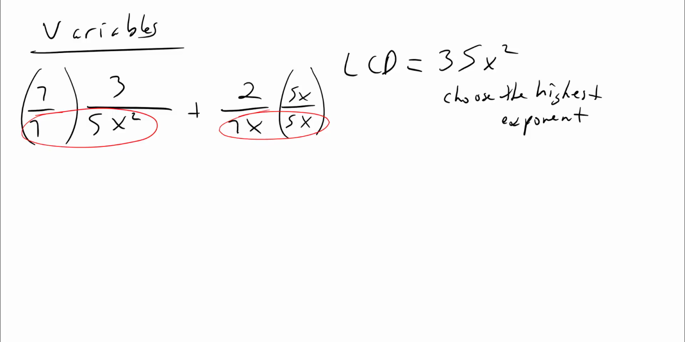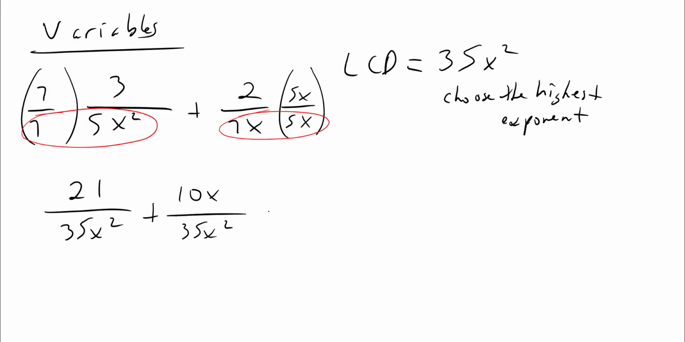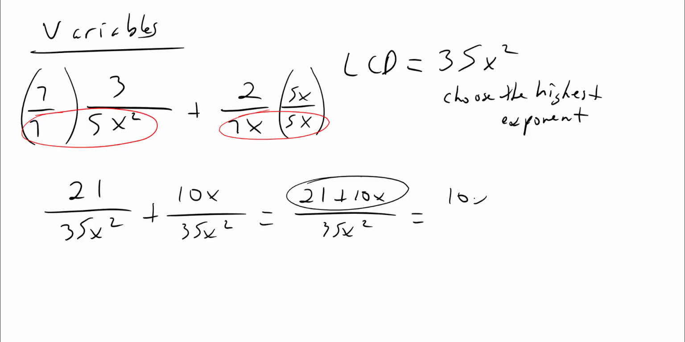Okay, so let's write it out now. It's 21 over 35x squared plus 10x over 35x squared. So your answer is, and I like to put it here, let's just write it this way, 21 plus 10x over 35x squared. And I like to write the top, guys, in descending order, right? Standard form. So 10x plus 21 over 35x squared. That's it. That's your answer.